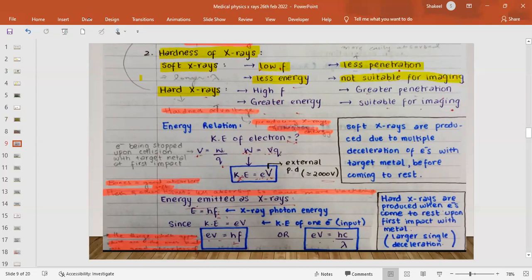Because once they get into your body, they will be trapped there because they have less energy. They cannot go out of your body, and they can cause harm to your cells.